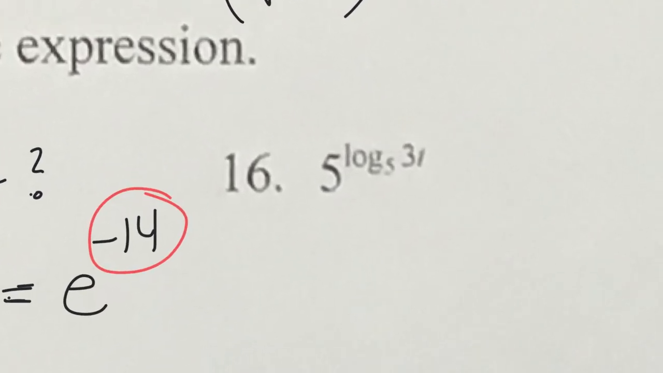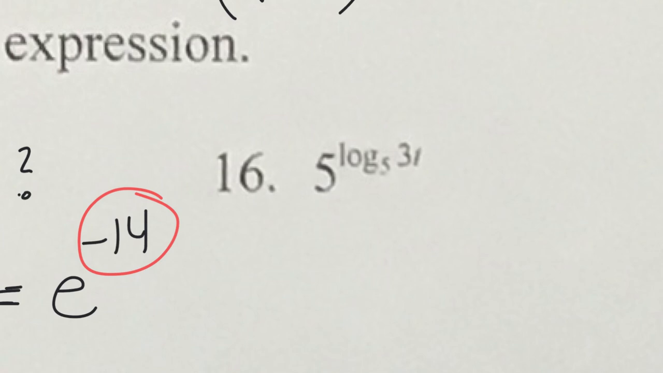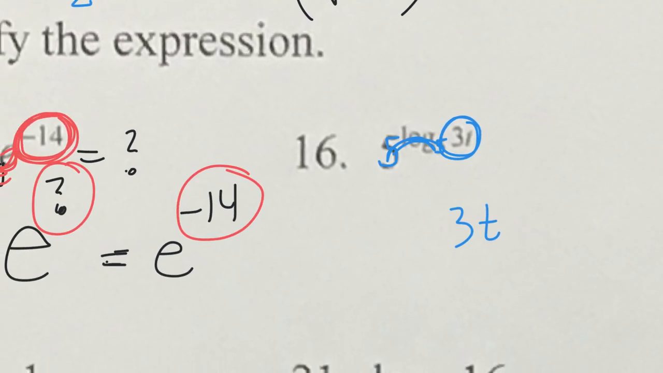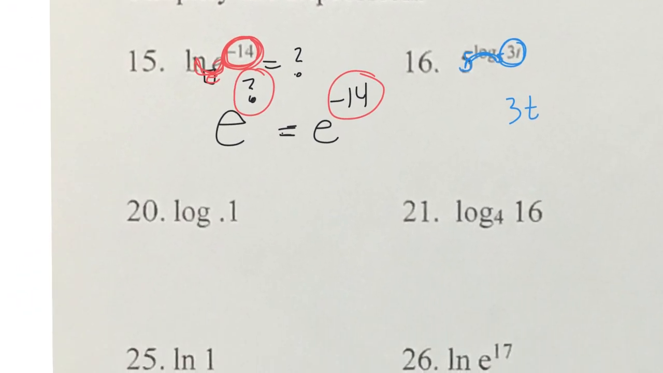So looking at 16, the base of my exponential is 5, and the base of my log is also 5. Right? This is one of those inverse properties. If the bases are the same, the answer is your exponent. So 3t is the answer for 16. If the bases are the same, the answer is your exponent.